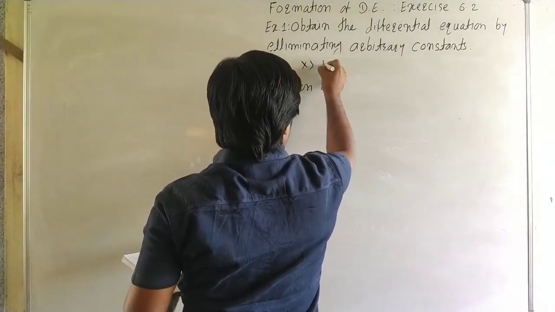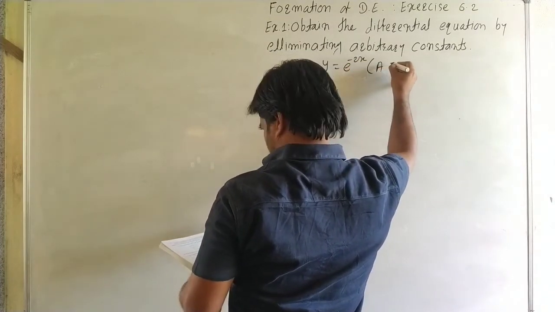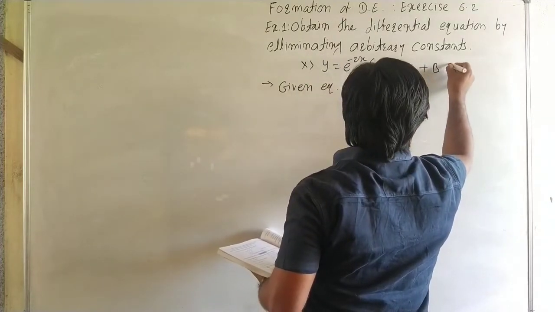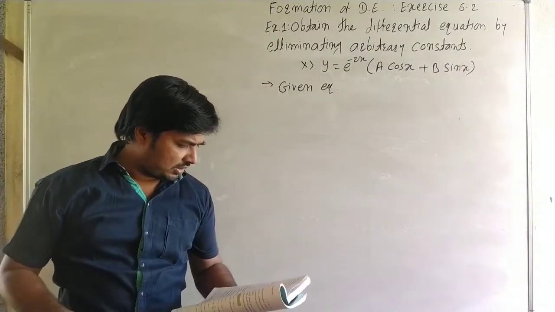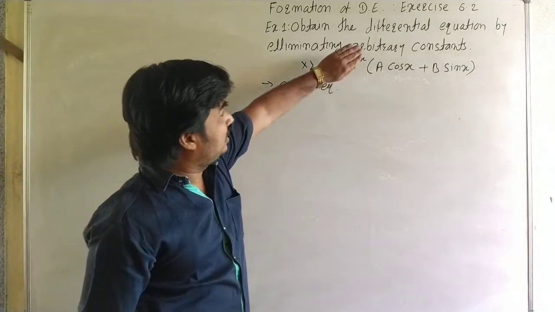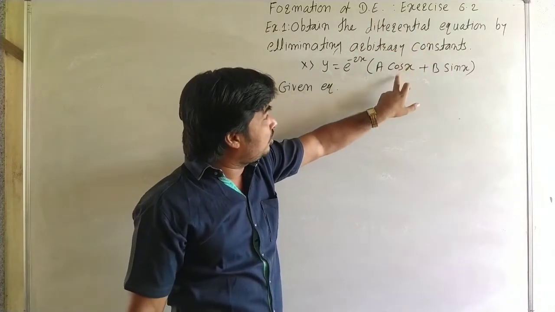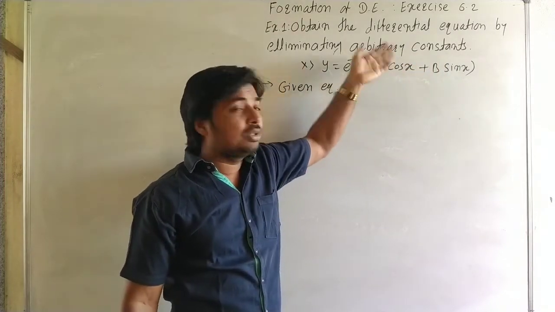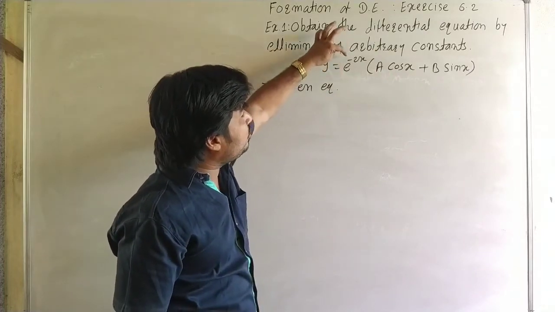Example number 10, y is equal to e to the power minus 2x into a into cos x plus b into sin x. Again this example is the same as our example number 3. In example number 3 there is a into cos of log x and plus b into sin of log x. Here only cos x and sin x. When we differentiate two times we get again sin x and cos x. But here in the multiple there is e raised to minus 2x.